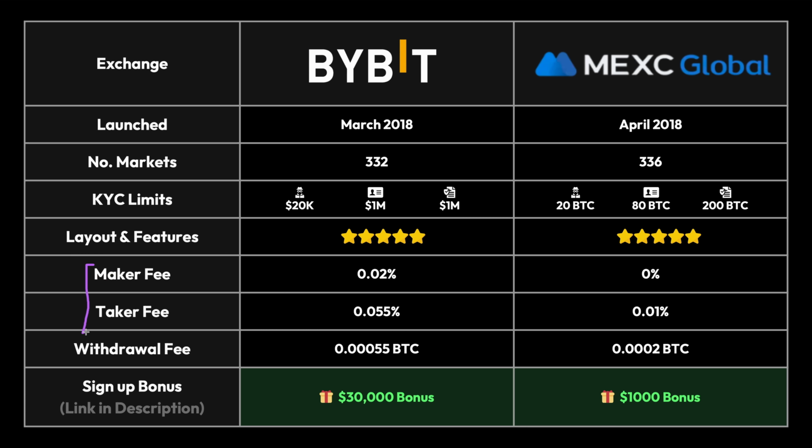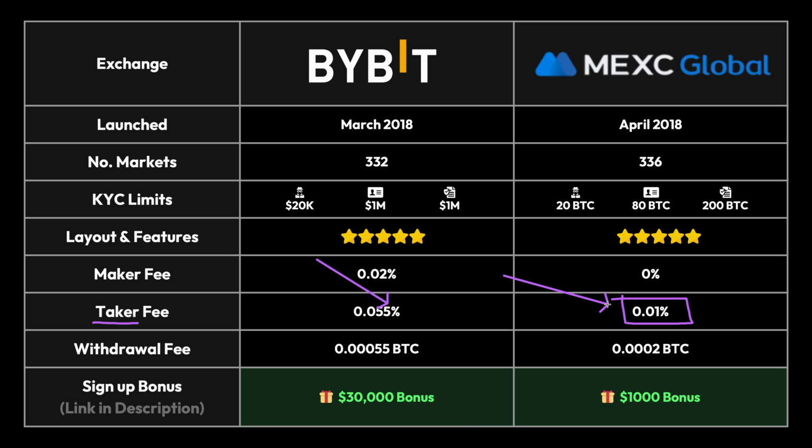Next, let's check out the order fees that you always have to pay when opening and closing a position. First, we have the maker fee that you have to pay when using a limit order. You can see on Bybit we have a 0.02% fee for that, and on MEXC Global it's actually 0% fee, so no fee at all for using limit orders, which is actually incredible. Next up, we have the taker fee that you always have to pay when using a market order. On Bybit we would have to pay a 0.055% fee, and on MEXC Global it's only 0.01%.